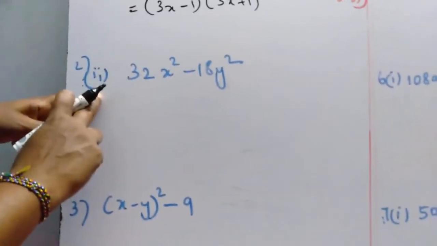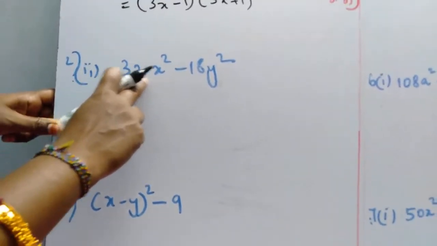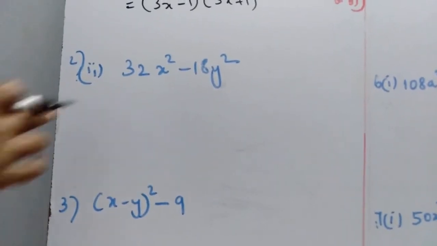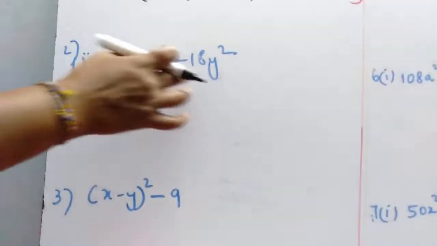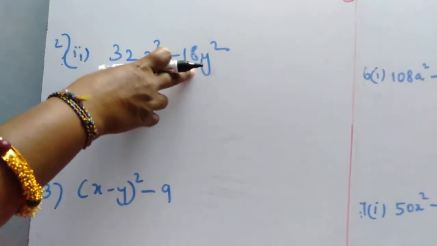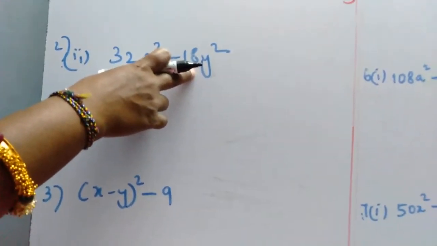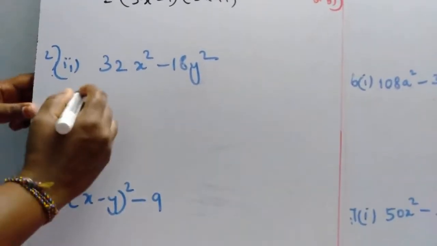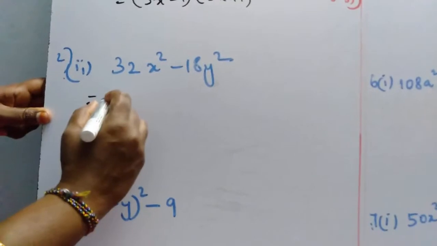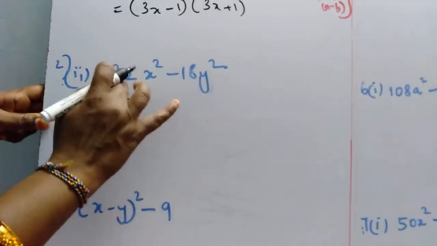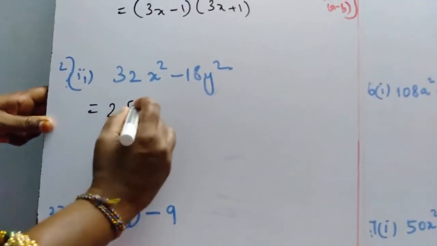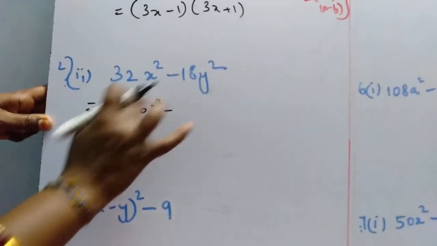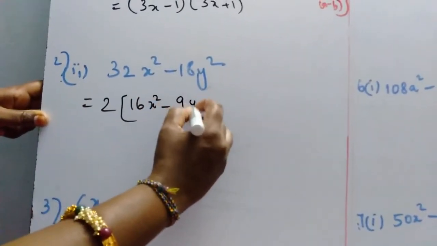Here question number 2, second subdivision. The question is 32x square minus 18y square. First, as I have already told you, there are two terms in this. We want to check whether there is any possibility of taking any number common outside. Yes. Here the HCF is 2. If I take 2 outside, I divide 32 by 2, which gives 16x square, minus 18 by 2, which gives 9y square.